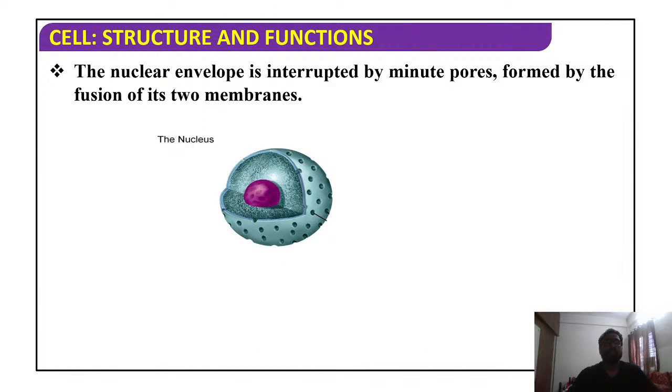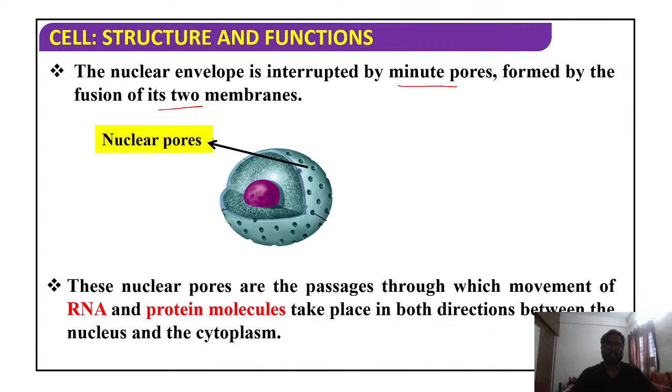Now, coming to the next point, the nuclear envelope is interrupted by minute pores formed by the fusion of its two membranes. Yes, that is called nuclear pores. You see some pores on the screen, how the nucleus forms pores, right? Super. Now, these nuclear pores are the passages through which movement of RNA and protein molecules takes place in both directions between cytoplasm and nucleus.